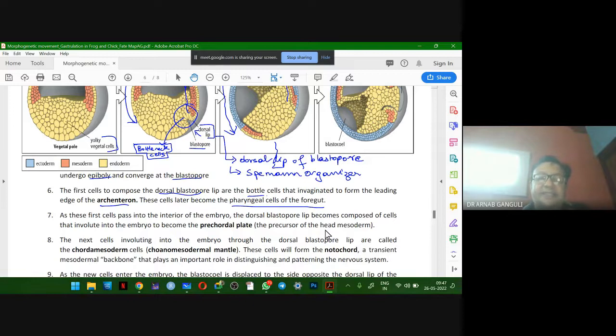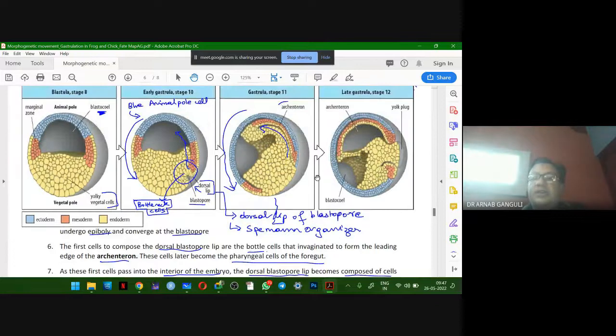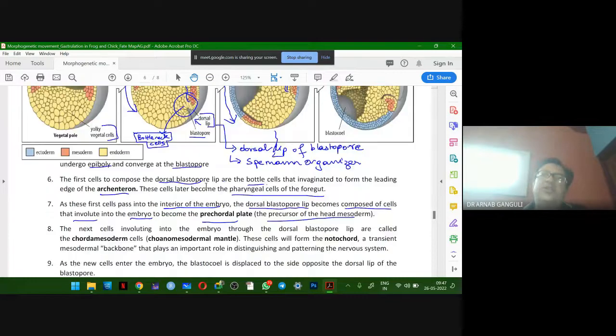So as these first cells pass into the interior of the embryo, the dorsal blastopore lip becomes composed of cells that involute, matlab bhetore chole jacche, it's going inside into the embryo to become the precordal plate, the precursor of the head mesoderm. So it involutes inside. Ultimately, it will form the head mesoderm. Precordal plate is formed. And all starts from the dorsal lip of the blastopore. That is the most important. It's also known as the Spemann organizer.